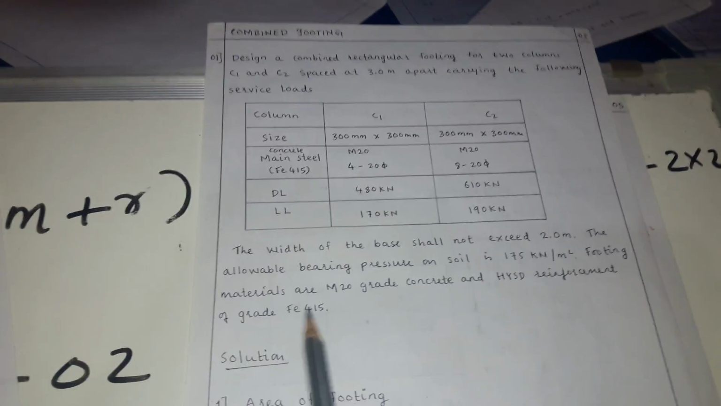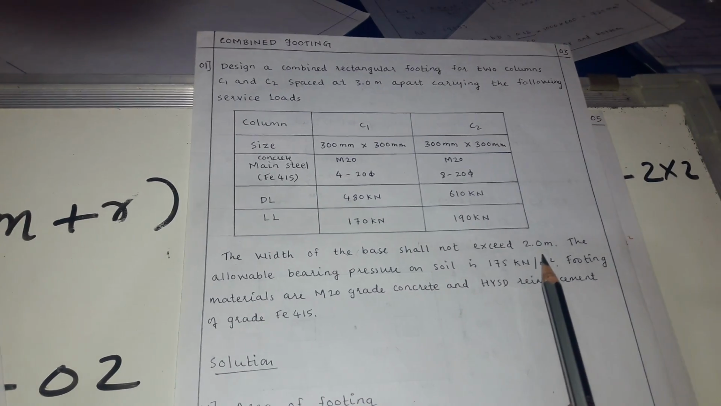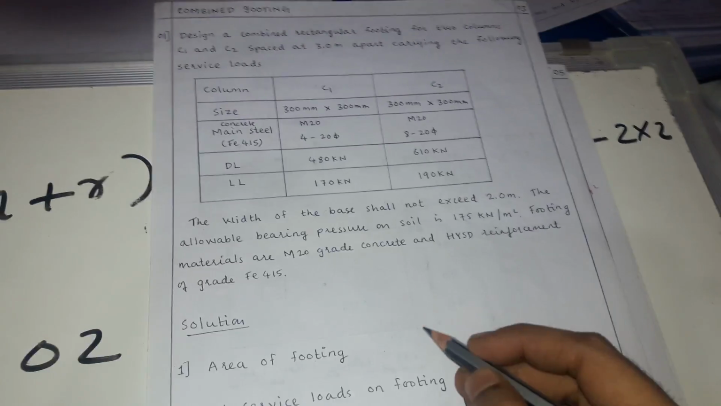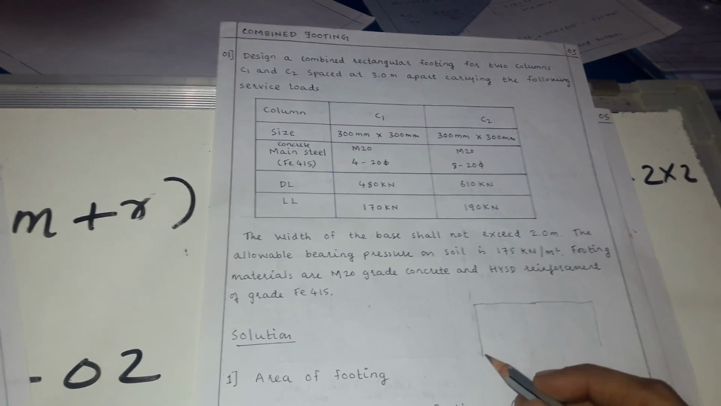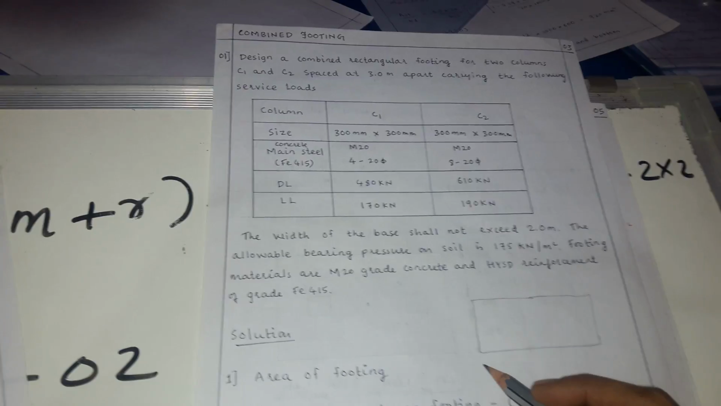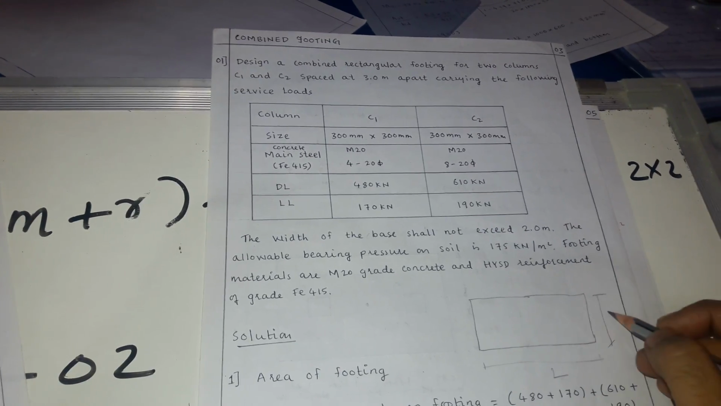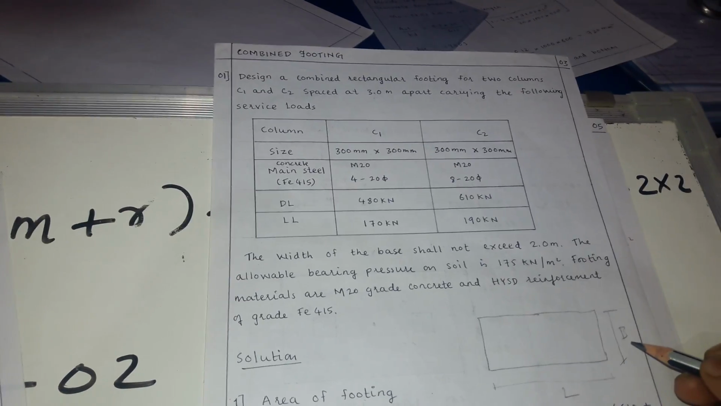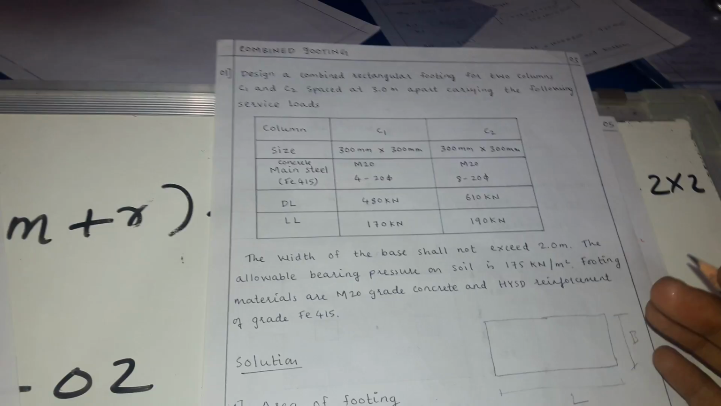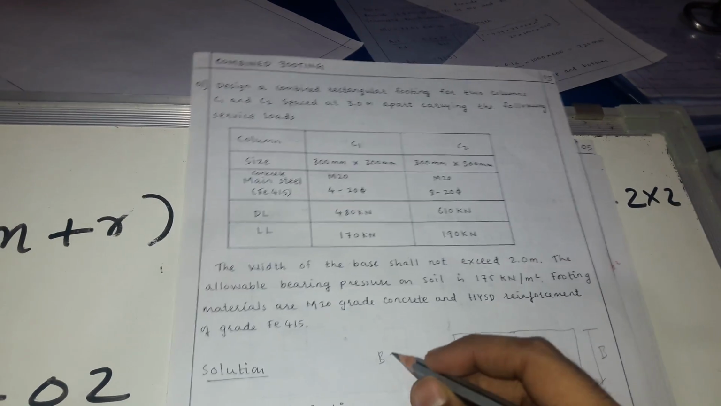Okay, the problem continues. The width of the base shall not exceed 2 meter. So see, in the combined footing, this is the planned dimension of the combined footing. This is the L that we need to find, and B is restricted. You cannot exceed B more than 2. Either you can make it up to 2 or less than 2. So B is restricted, and you can take B equal to 2 meter.